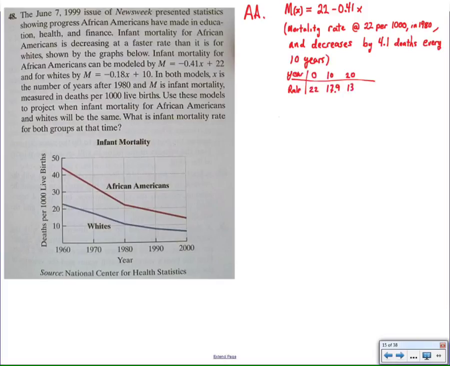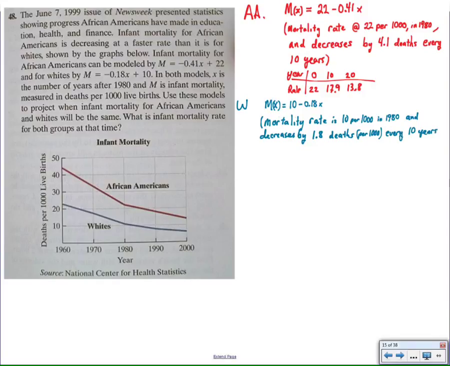What I did there was, instead of 0.41 deaths per year decrease, I made it into something that makes more sense to me. That is, if there's 0.41 deaths per year decrease, that's 4.1 deaths every 10 years, and that's what produces this table of values. You see, every 10 years I go into the future from 1980, I can drop 4.1 deaths out of 1,000. So that gives me these data. Using similar reasoning, I can find the white mortality rate equation as starting at 10 for every 1,000 births in 1980 and decreasing by 1.8 deaths per 1,000 for every 10 years. And so there we see, again, some data.